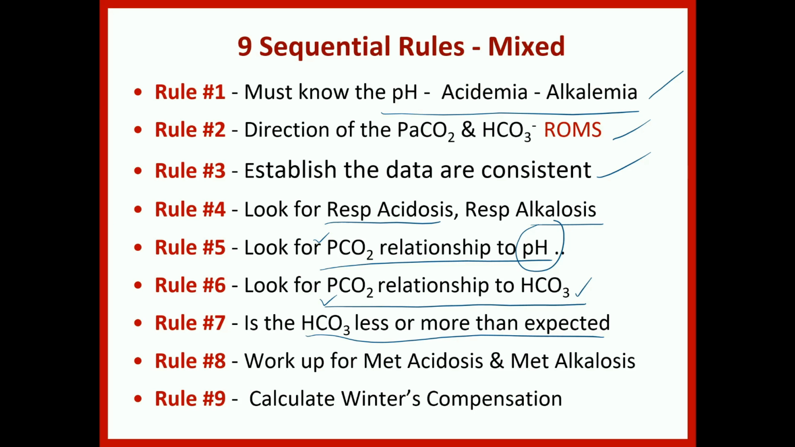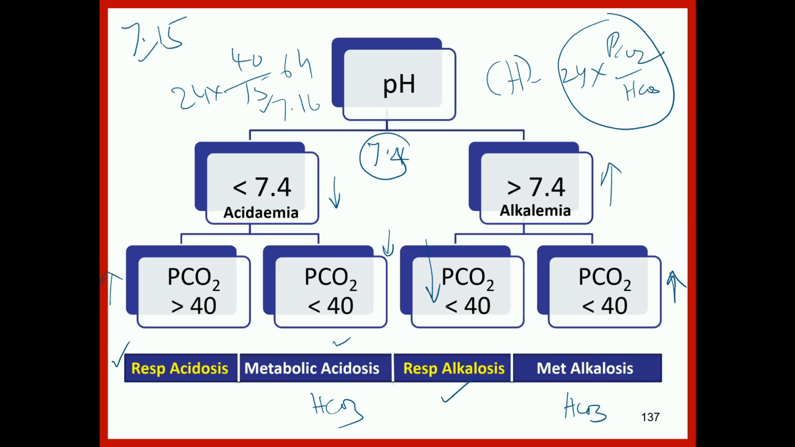Then if it is NAGMA, is the urine anion gap positive or negative? If it is AGMA type of acidosis, the MUDPILES workup. Then you have the osmotic gap, where both gaps are there or a single one is there, all those things will come. Winter's compensation. So the pH is the first thing: less than 7.4, acidemia; more than 7.4, alkalemia.